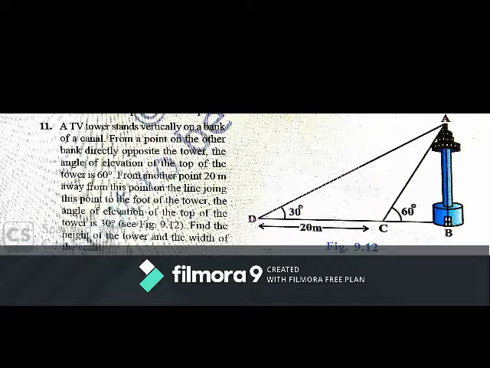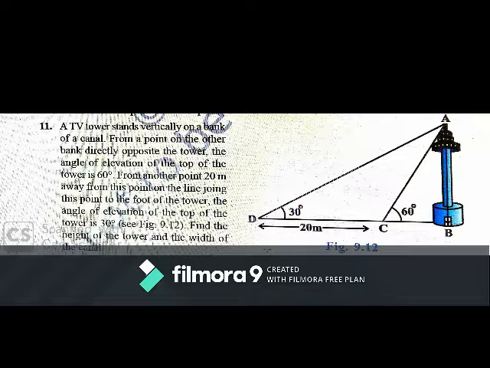So from the point on the other bank it is 30 degrees, and from any point in between, that will be coming in the canal. So that point C is in the canal actually. D is at the other bank, B is at one bank, and C is somewhere. We cannot say that it is in the middle, but it is somewhere in the canal.